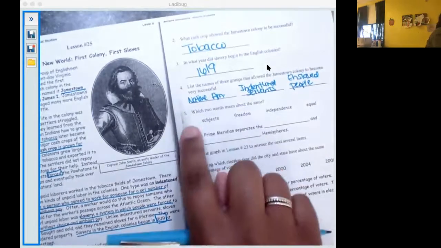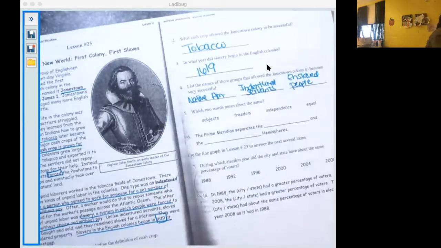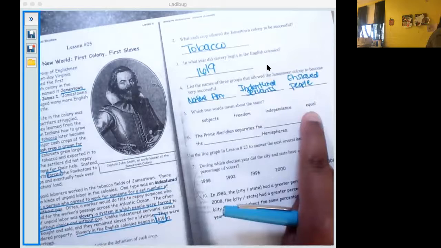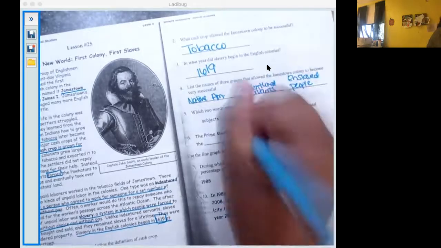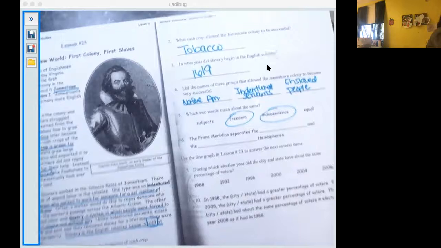All right, number five. Which two words mean about the same? Subjects, freedom, independence, and equal. I would say that freedom and independence mean about the same thing, okay?